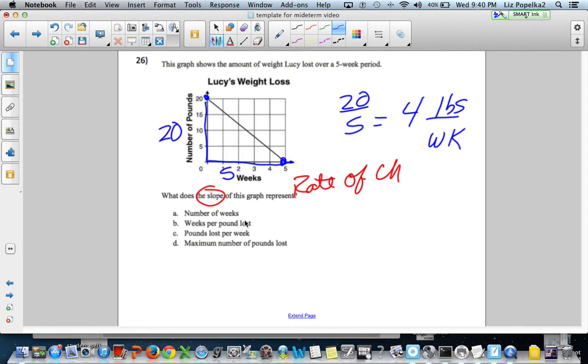So this is the number of weeks? No. Weeks per pound? Now if it were weeks per pound, that means that weeks would go on the top and pounds would go on the bottom. We all know that up and down goes first and then left to right goes second. That's why slope is so confusing. Pounds lost per week, that's it. It's going to be C.